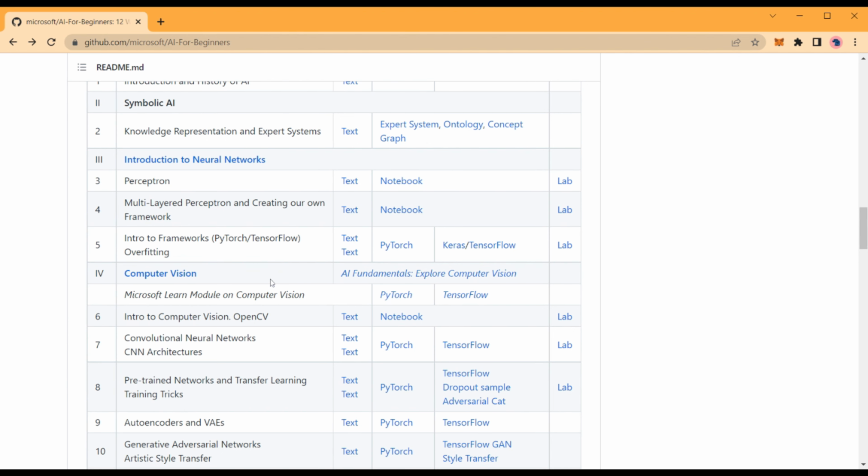Then under computer vision, we have introduction to computer vision, and for it we have a text, notebook, and lab for convolutional neural networks.